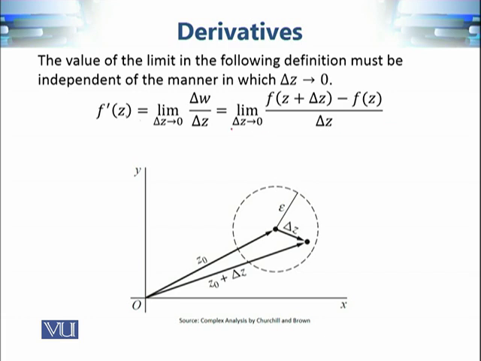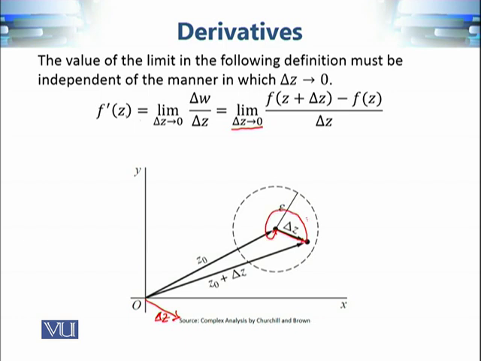Here delta z approaches 0, but this delta z can approach 0 in any possible way. In other words, it can take any path to approach 0. So in this case, for example, delta z is somewhere over here. This is delta z, and then we can translate this delta z to over here, and then we have this value of z plus delta z. So we can approach this point z in any way.